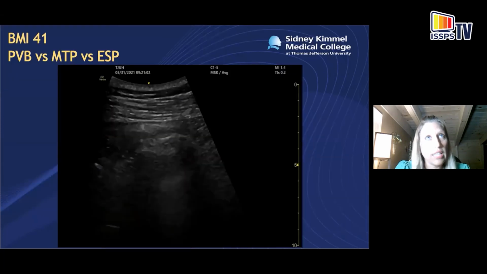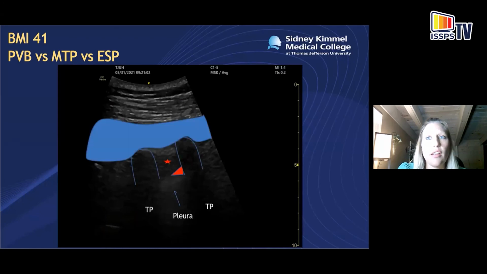So here was a patient that I scanned with a BMI of 41. We could see our transverse processes there and the pleura, that hyperechoic area, which would be shimmering in a live view. And the star would be the midpoint between the transverse process and the pleura, where you could possibly inject for that block. It's a novel block, not a lot of literature, but it seems promising. And then here would be where you're injecting under the erector spinae muscle for the ESP block. I tend to use the ESP the most of all these novel fascial plane blocks. Again, it's a very easy, good alternative in the obese patient, especially.